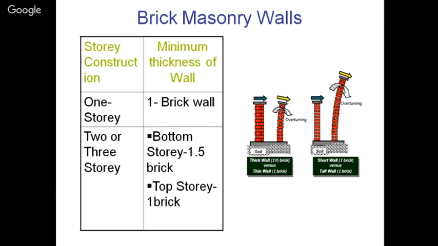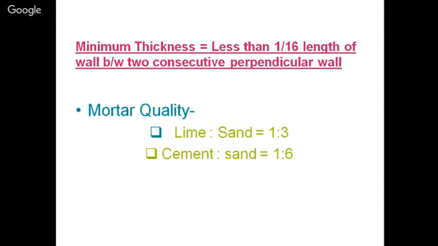Brick masonry walls, story construction: 1 story, 2 or 3 story, 1 brick wall. These are some of the specifications given as per the Indian codal provisions, which you need to keep in mind. If it is a slender structure, and depending on how many stories you are planning, accordingly you can provide and plan the thickness of your building. Because first you are going to analyze, and then you can do the things.